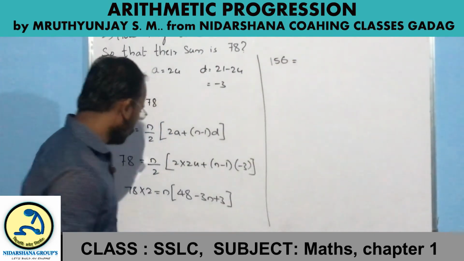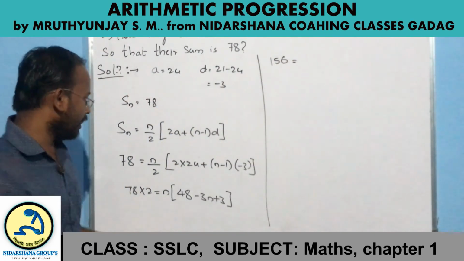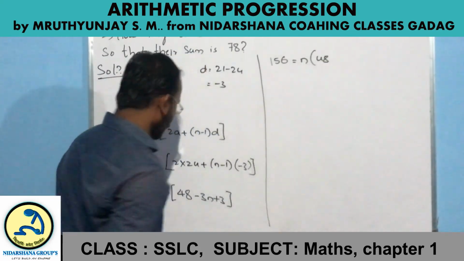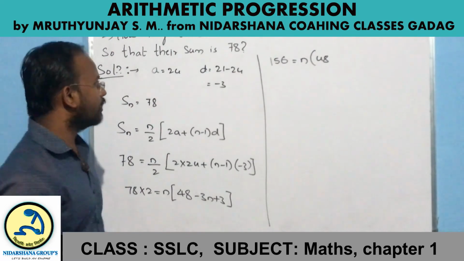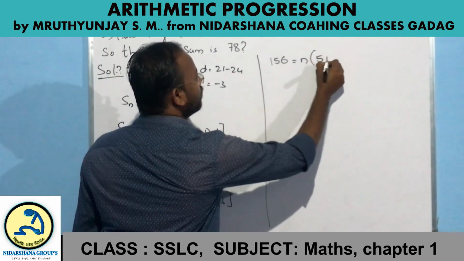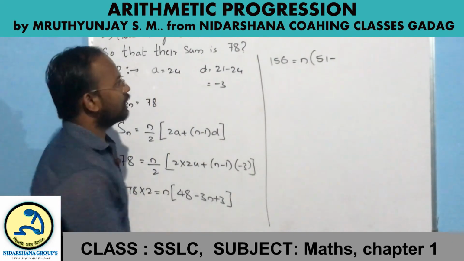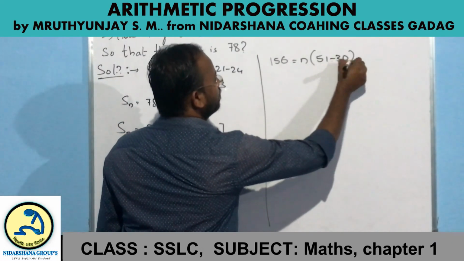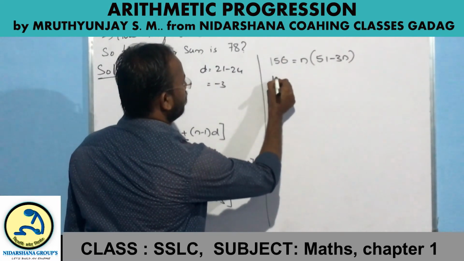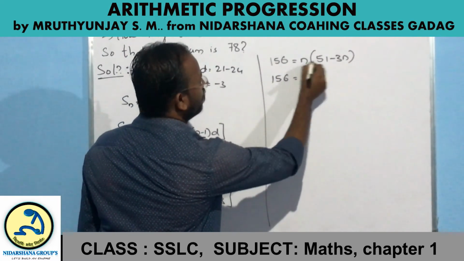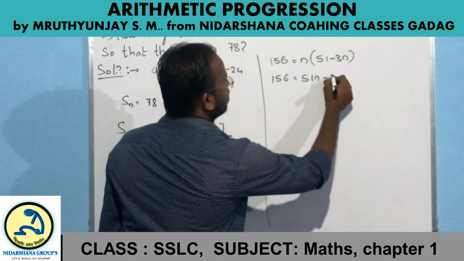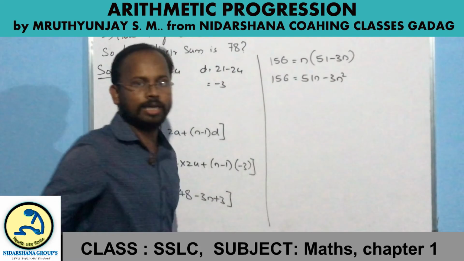156 is equal to 4n... 48 plus 3, it becomes 51. 51 minus 3n I will keep as it is. Okay, so in the next step I will keep 156 as it is, equal to 51 into n, it becomes 51n minus 3 into n, it becomes 3n square.